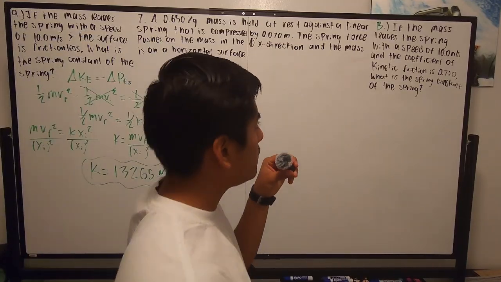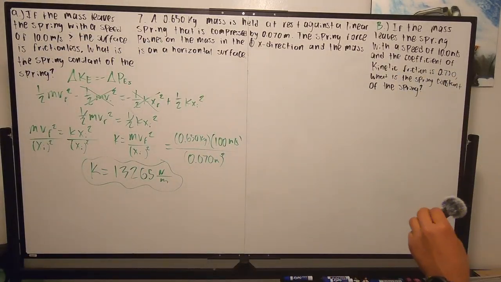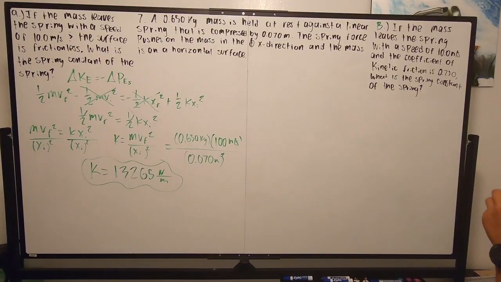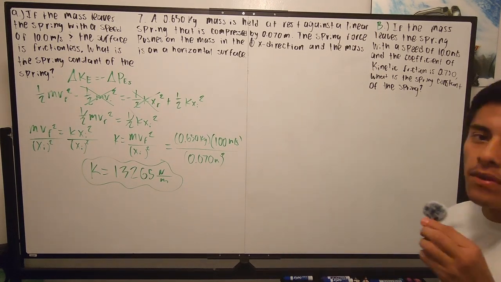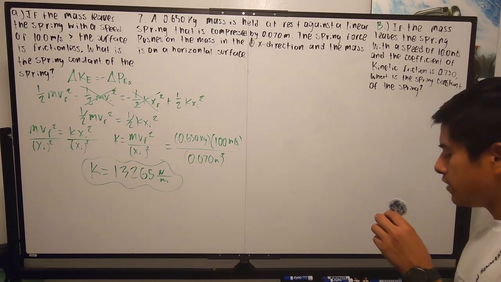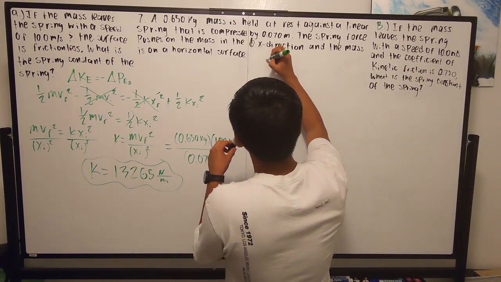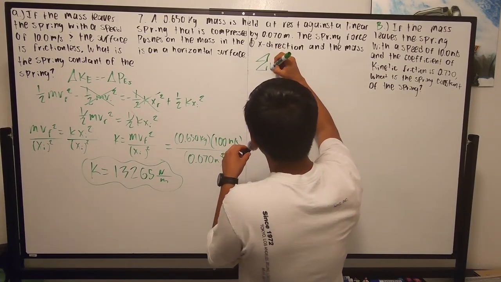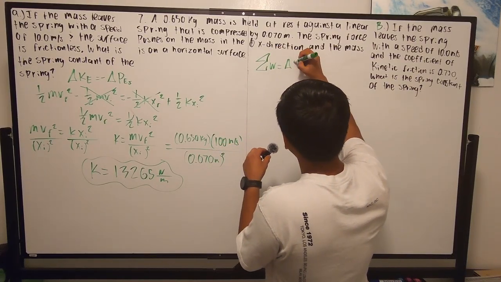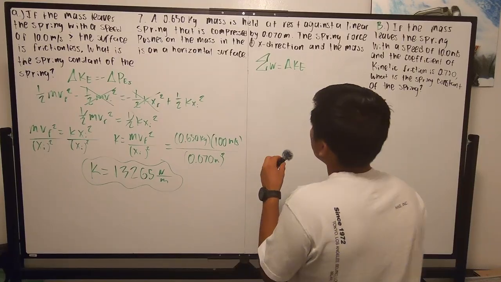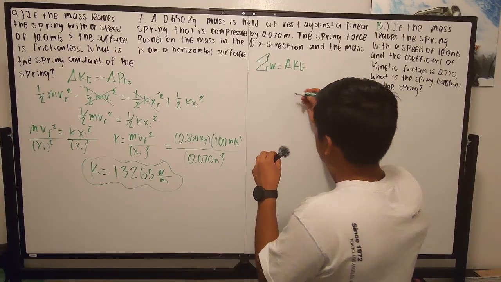All right, and then for part B, it says if the mass leaves the spring with the speed of 10 meters per second and the coefficient of kinetic friction is 0.75, what is the spring constant of the spring? So it's going to be leaving the spring at the same speed, but now we just have friction. So we can't do this because now we have a non-conservative force. So the first thing that I'm going to do is write down the work energy theorem, which says that the sum of all the works is equal to the change in kinetic energy. And now I'm going to write down all the works that I have present.